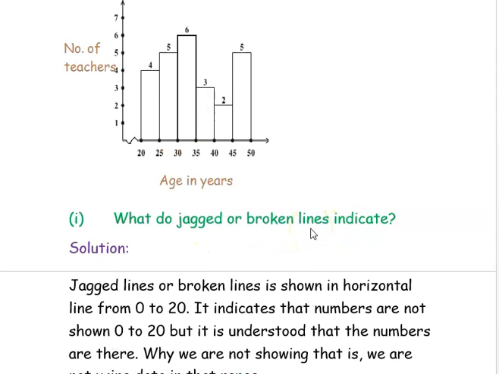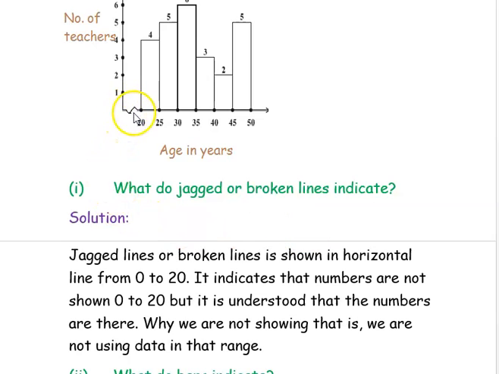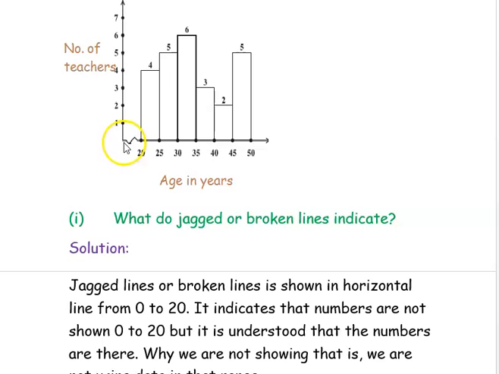Okay, so now first question is, what do jagged or broken lines indicate? So this jagged or broken line is this line. It is shown on the horizontal axis from 0 to 20. So this indicates that numbers are not shown from 0 to 20, but it is understood that the numbers are there. Why we are not showing is, we are not using the data range from 0 to 20, but we are considering that range. So in order to make the graph simpler, we are not showing that range in the graph.